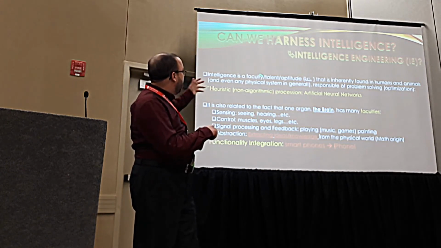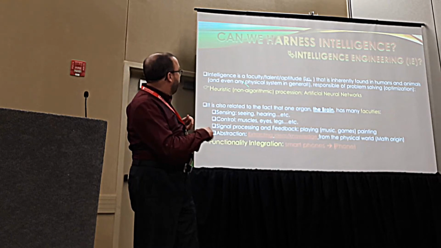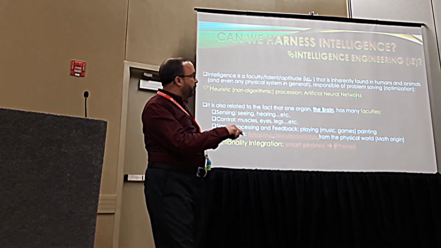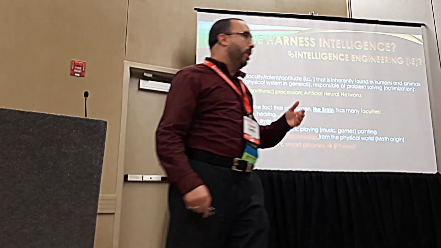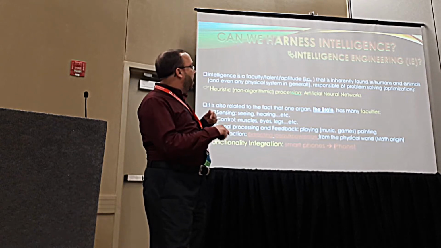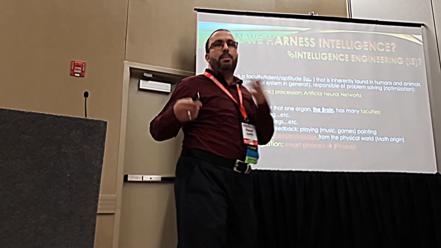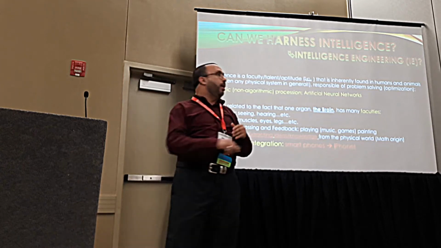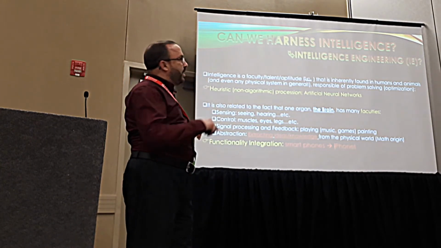How do you harness it? There are actually two aspects. The heuristic non-algorithmic processing, which is known as the artificial neural network. It's been used everywhere. This is one aspect of that. And how do we do that? Basically by mimicking the neurons and how they are interconnected to do some processing. So that's the first aspect.